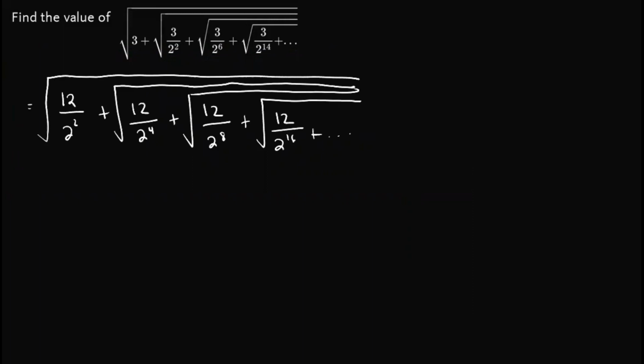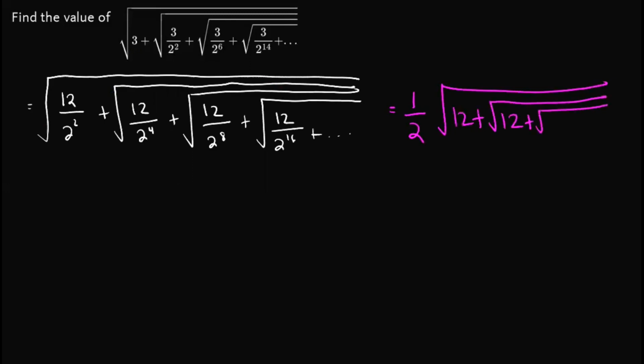Now note here that this one out here is actually equal to 1/2 times square root of 12 plus square root of 12 plus square root of 12, and so on. So this is our claim, and this is what we will show to be true in the following steps. So this is like the complicated part of the solution.